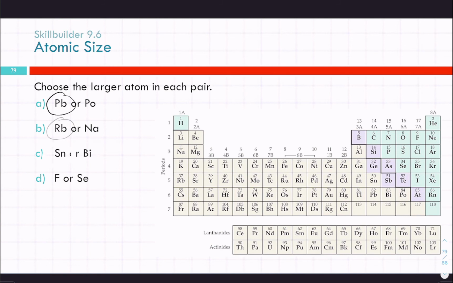And tin or bismuth. Tin is here, bismuth is here. This one's a little bit trickier. Bismuth is actually bigger, because going from left to right makes a very small change in the size, but adding an entire shell of electrons on top is a bigger change. So going up and down is more important than left to right.